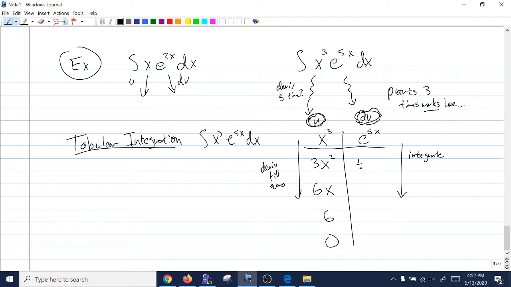Integral of e to the 5x is 1/5 e to the 5x. Integral of that is 1/25 e to the 5x. Integral of that is 1/125 e to the 5x. Integral of that is 1/625 e to the 5x. After you've got this, your answer is going to be this product, and this product, and this product, and this product. And the signs are positive, negative, positive, negative. I can write down my answer now.